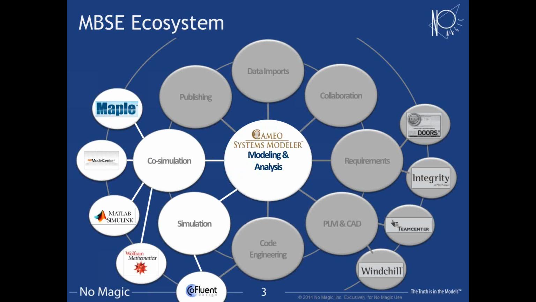So on this slide I want to emphasize the model-based system engineering ecosystem that is provided by Magic. Some of you already watched webinars before, webinar 1 and webinar 2, where we covered some of the capabilities displayed here. Today we will talk mostly about simulation and co-simulation. These are capabilities provided by Cameo Systems Modeler. And of course it is related to some external tools like MATLAB, Maple, Model Center, Wolfram Mathematica, and others that are used for co-simulation purposes.